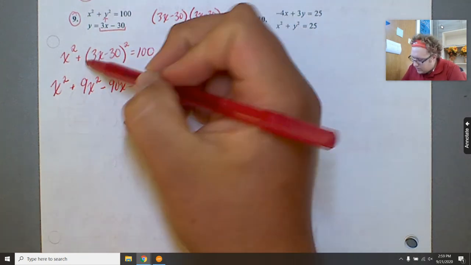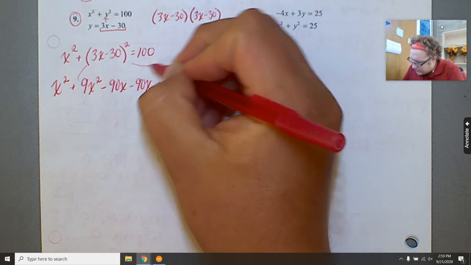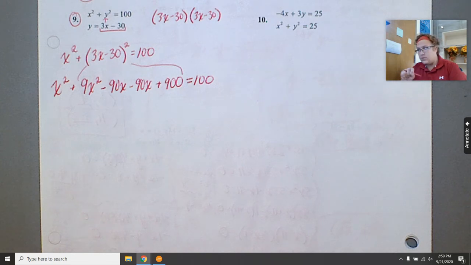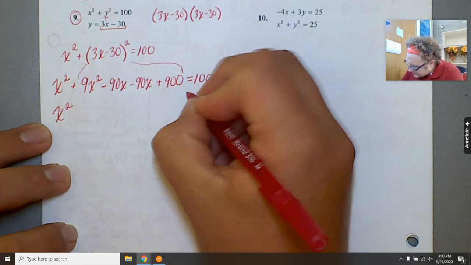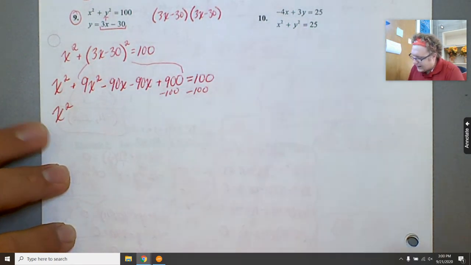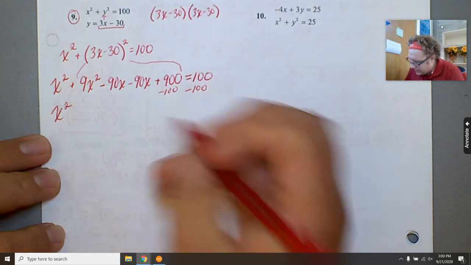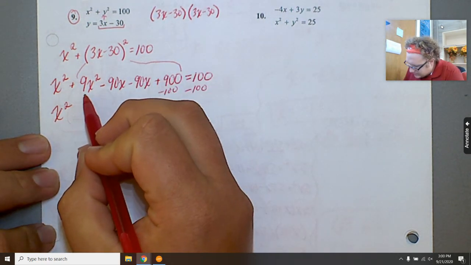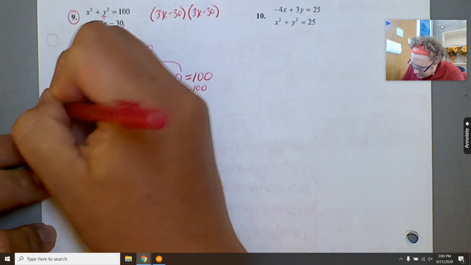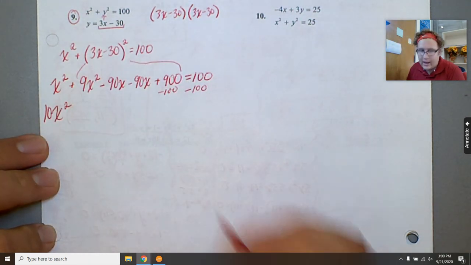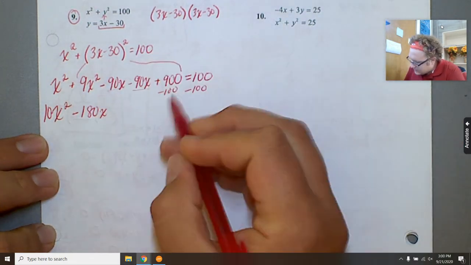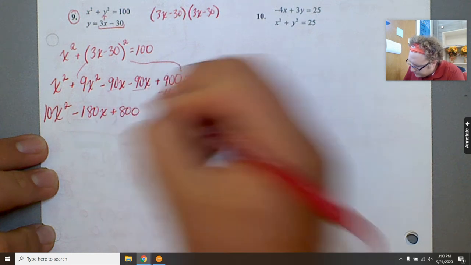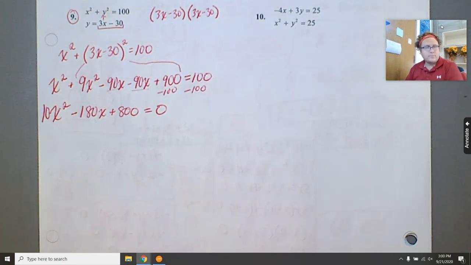Okay, so notice I'm really making sure that everything that I was supposed to include, I've included, and that there's nothing else additional in that equation. All right, let's start solving and consolidating. I'll take away 100 from both sides to get a 0 on the right. I see 9x squared and then another x squared, so that's going to be 10x squared altogether. Almost missed that. And then 90 and 90 make minus 180x. And this is going to be plus 800. And that's all equal to 0.